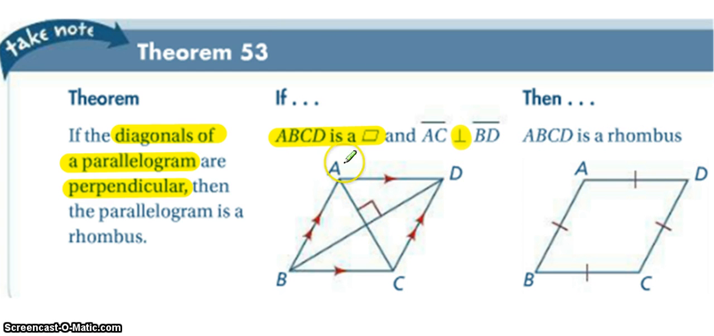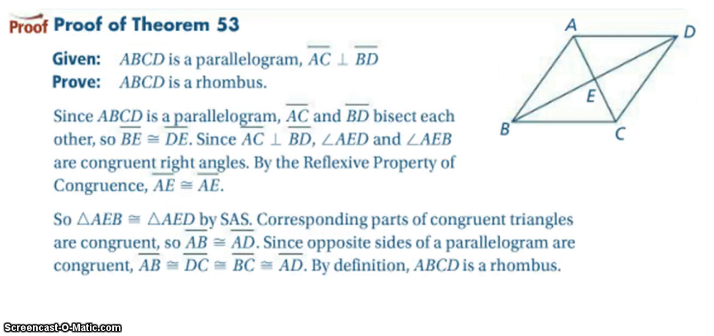Now what we're going to do is say if in a parallelogram, so we see AD parallel to BC, AB parallel to CD, if I see that the diagonals meet in a right angle, then that tells me that ABCD is a rhombus. Here's the proof of that. If you'd like to look at it, it makes complete sense, so I'm not going to spend a lot of time going through it.